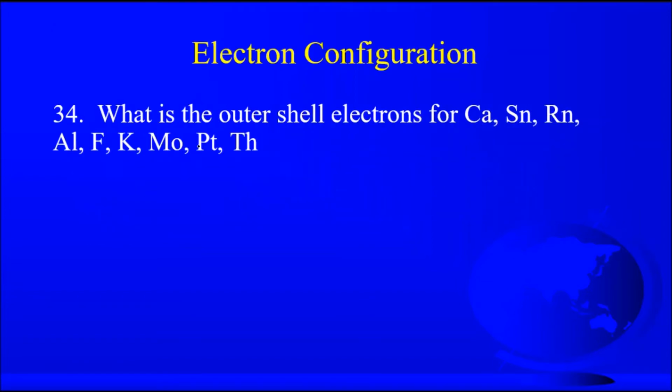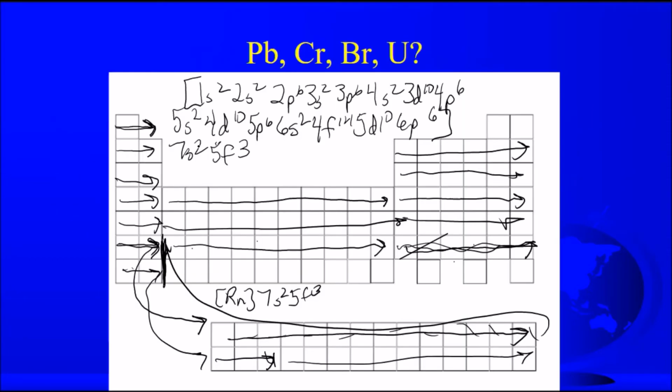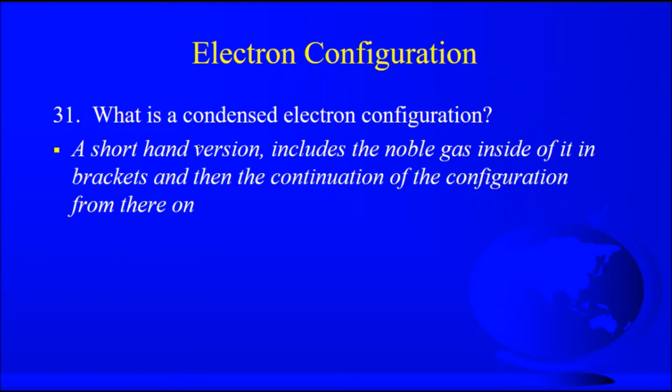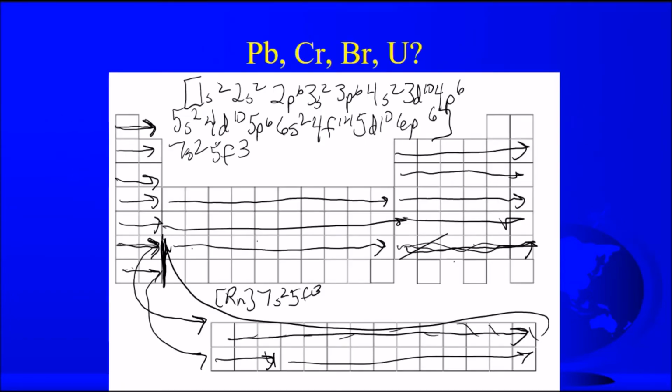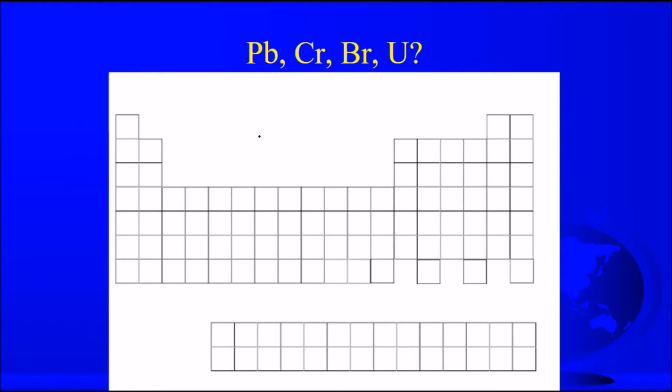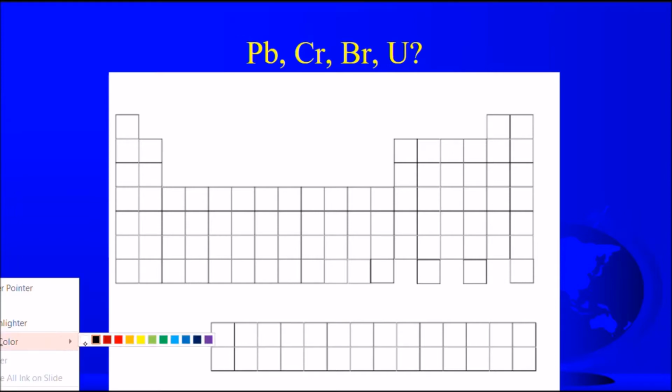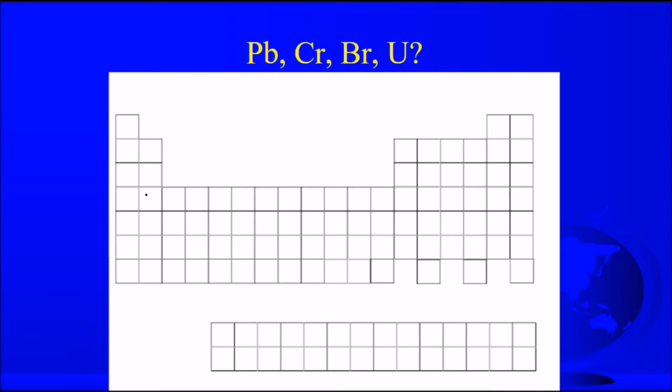All right, so let's find the outer shell electrons for calcium, tin, radon, aluminum, fluorine, potassium, molybdenum, platinum, and thorium. And what we need is a periodic table, and we need somebody to please remind me what all these things are. Okay, so calcium, I believe, is found right here. Calcium is right there, right?